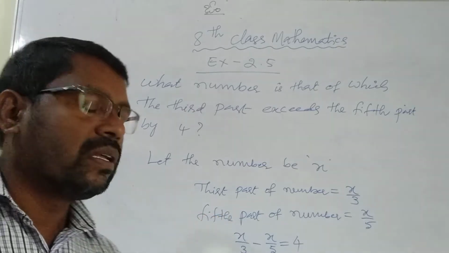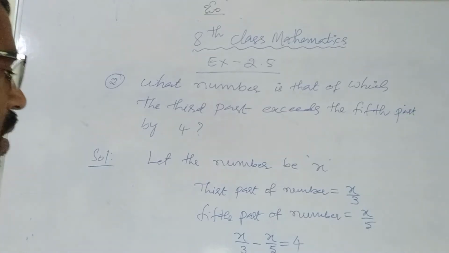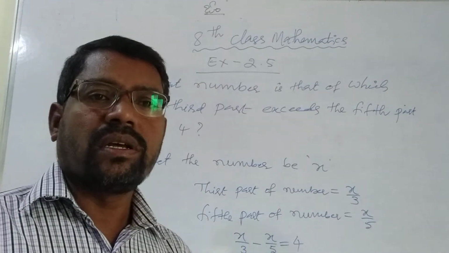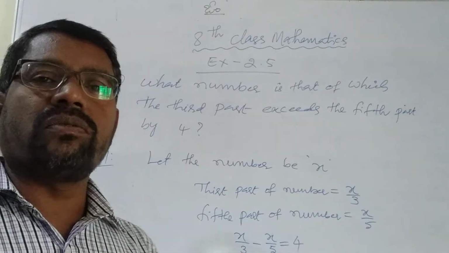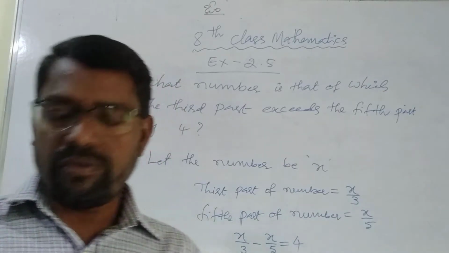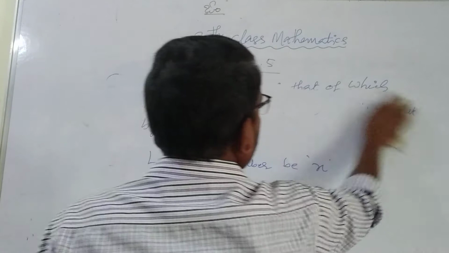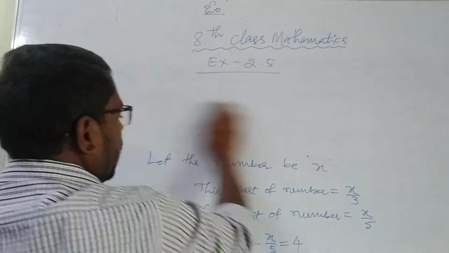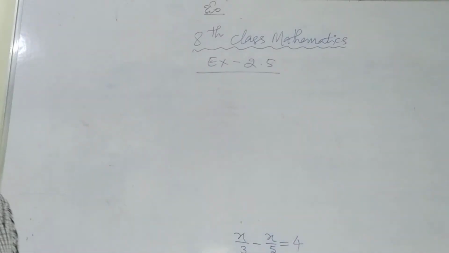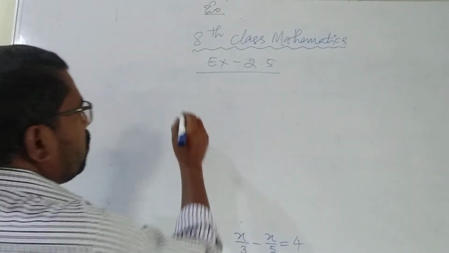This is our question, and we have to write this in 1 or 2 steps numerically, and by assumption we are going to take that variable as x. We have to form the equation. From here onwards, we already learned and practiced the first bit of exercise 2.5. Now we are going to solve this question. First we should assume that the unknown thing is x or any variable.